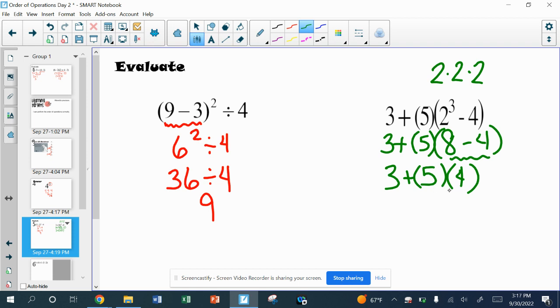So now that I've got these two, they're still in parentheses, but it really just means multiply, right? So I'm going to have 3 plus 5 times 4 is going to be 20, and 3 plus 20 will be 23.